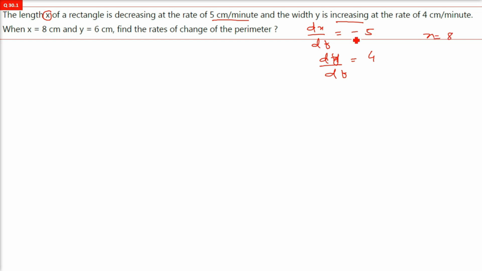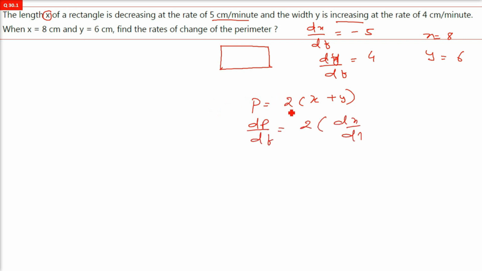So when x is equal to 8, y will be equal to 6. Find the rate of change of the perimeter. Just see when this x 8 and y 6 will be utilized. So this is the rectangle. The opposite sides of a rectangle are equal, and the perimeter is simply twice of x plus y, because if the length is x, width is y, twice of x plus twice of y, which is the perimeter. So dP by dt is 2 times dx by dt plus dy by dt.